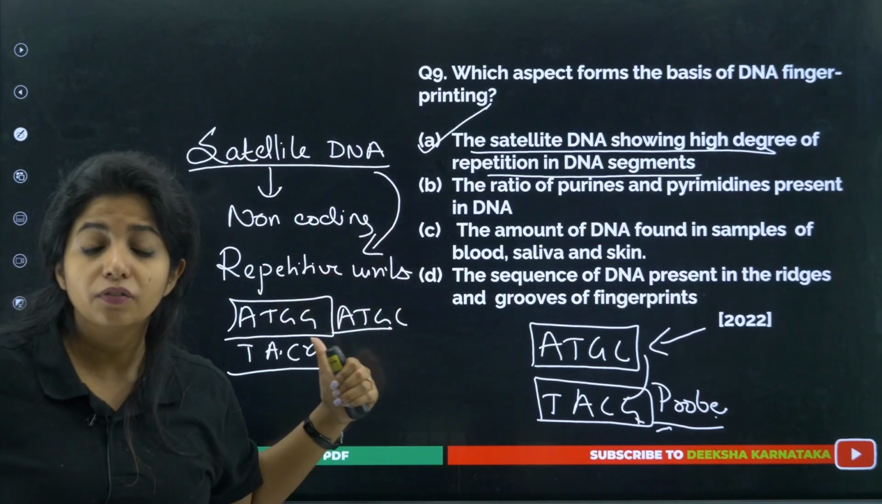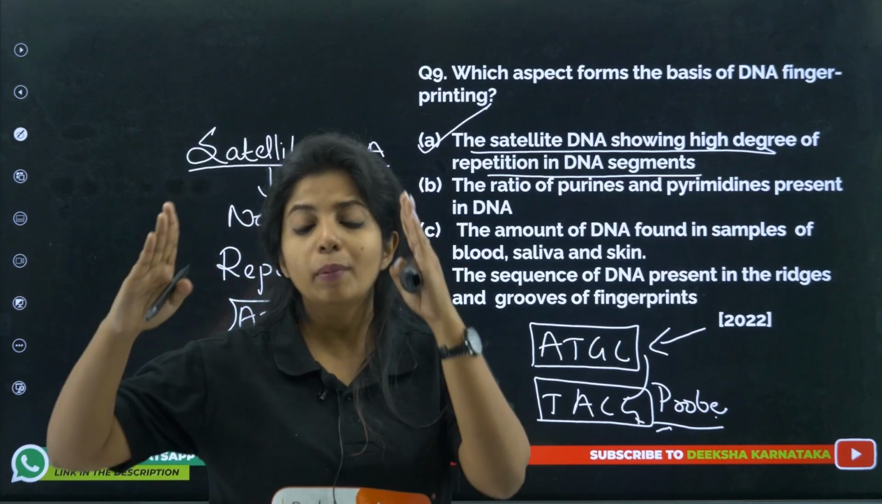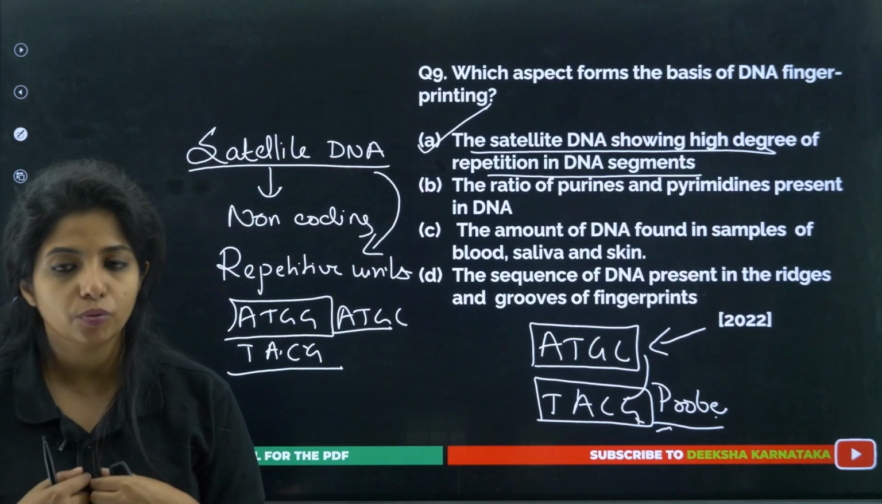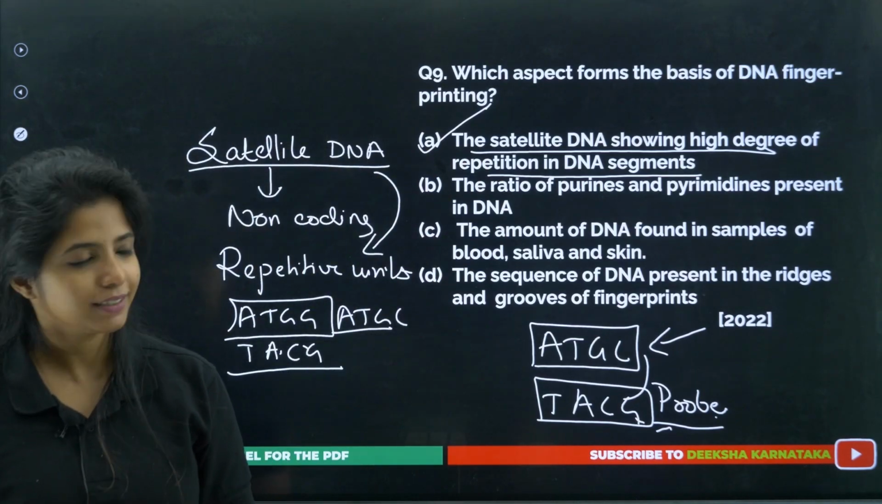Satellite DNA is what? Repetitive units, which are very unique in each of us. So you might have a different repetitive unit, I might have a different repetitive unit. Okay, got it?